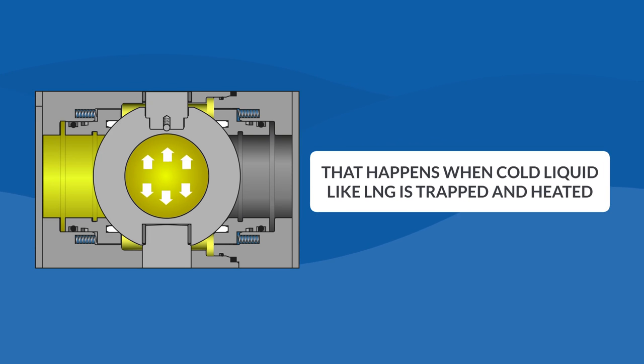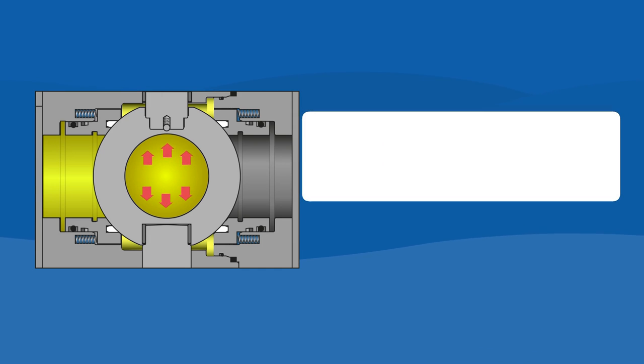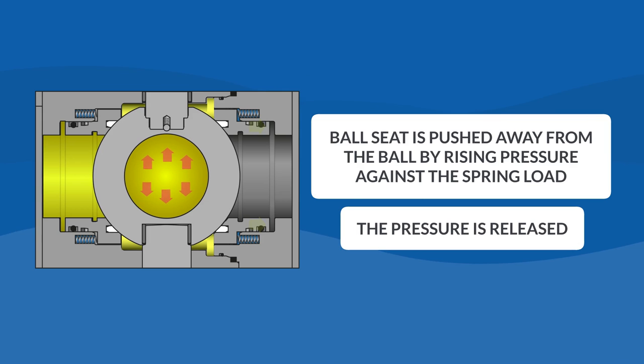An example of this situation is when cold liquid, like LNG, is trapped and heated. That temperature change of the body cavity causes then an extreme pressure buildup. It pushes the ball seat away from the ball by rising pressure against the spring load. When this happens, the pressure is released.